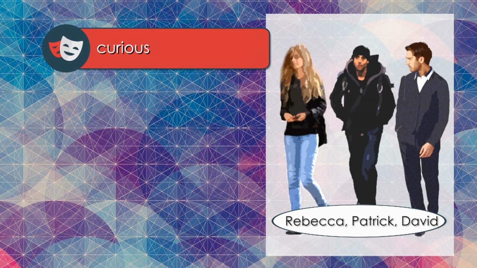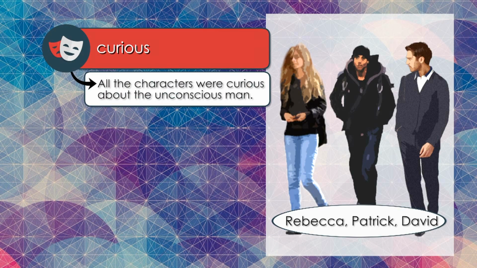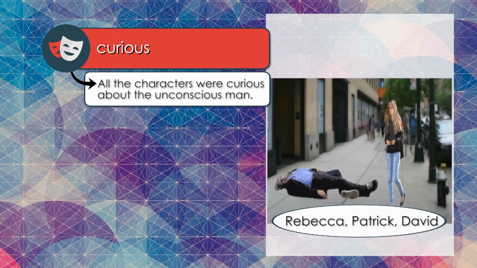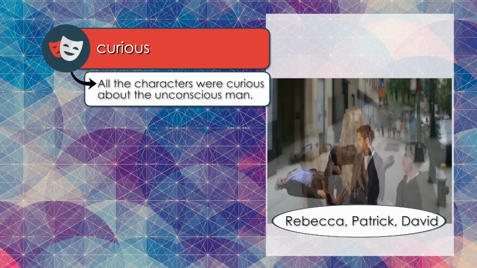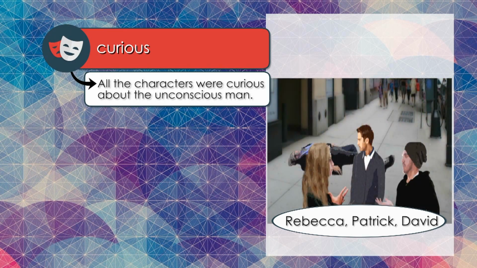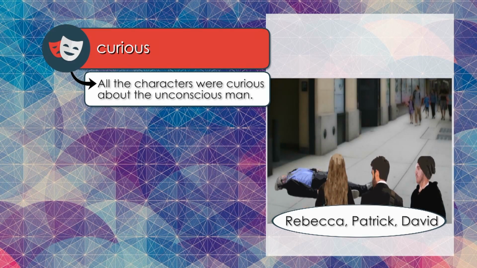Curious. All of the characters were curious about the unconscious man. Rebecca walked past the man, but she turned back to see what happened. Patrick and David also asked Rebecca about the man, but they couldn't get an answer from her.